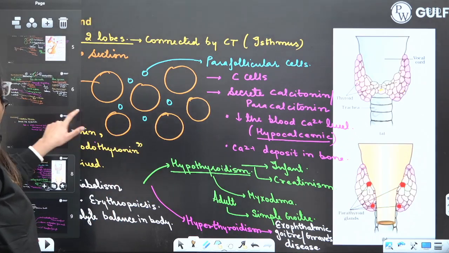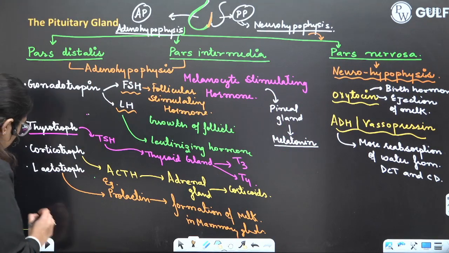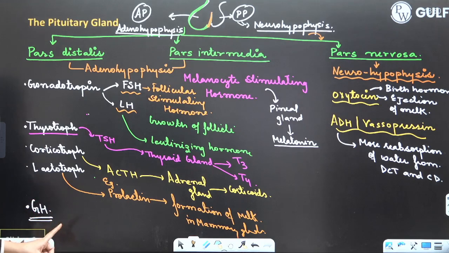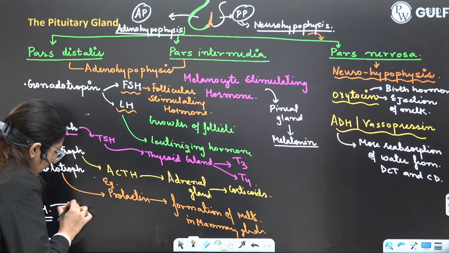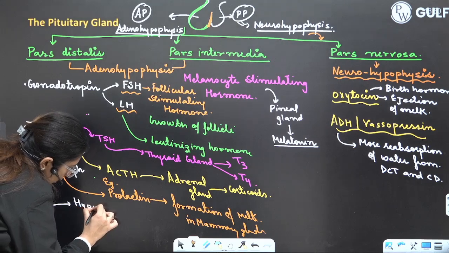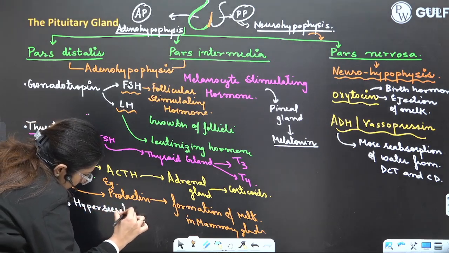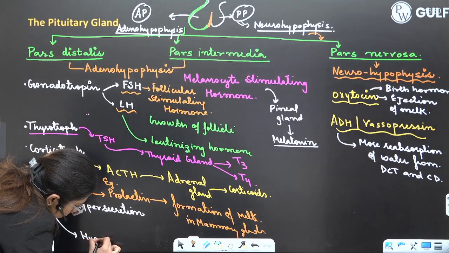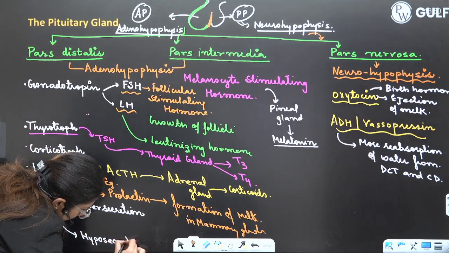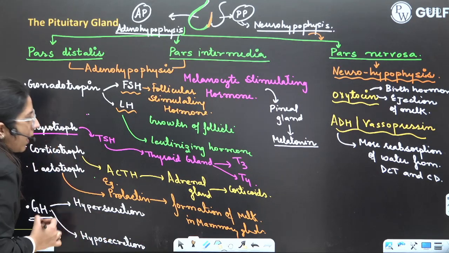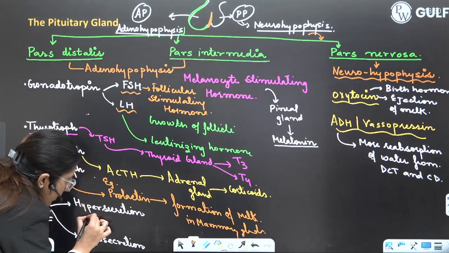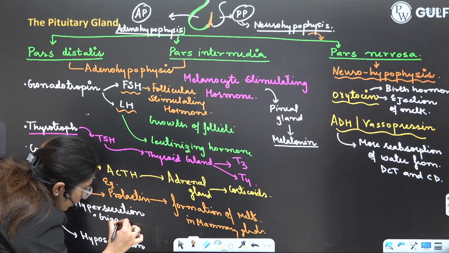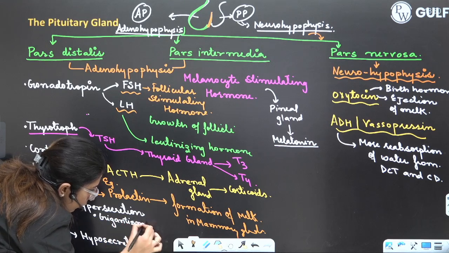Thyroid gland is done. One more point is left. Here I need to mention the growth hormone also. The anterior pituitary also secretes GH, the growth hormone, and two conditions are possible: hypersecretion and hyposecretion. Hyper means more secretion, and this can lead to gigantism. The person will be of huge size.